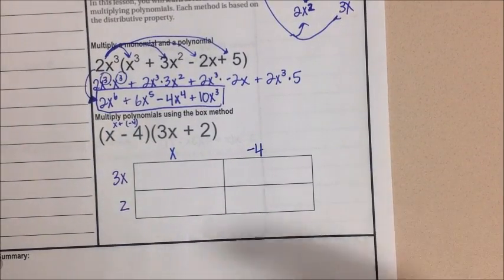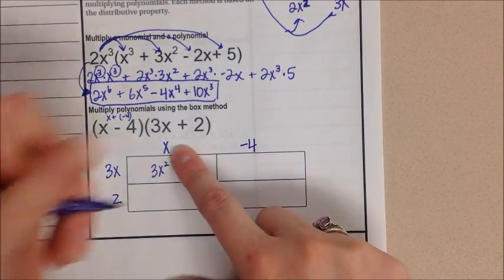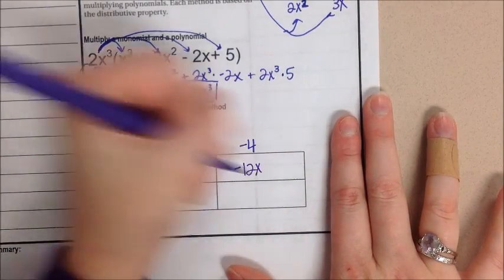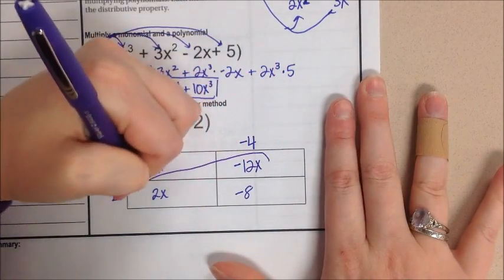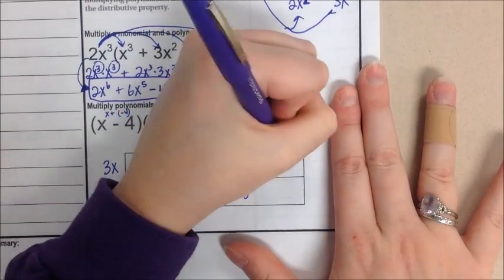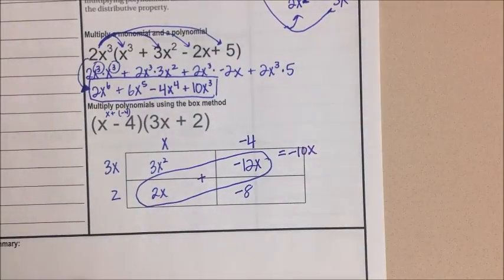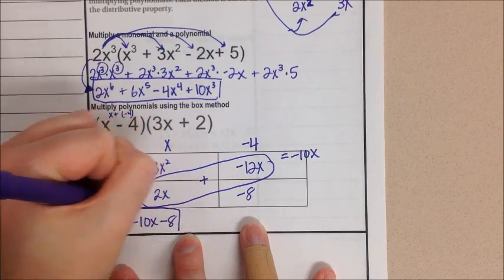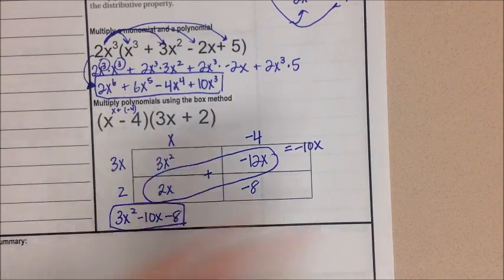Okay? So then you just multiply. So 3x times x is 3x squared. 2 times x is 2x. Negative 4 times 3x is negative 12x. And then 2 times negative 4 is negative 8. So now, you're always going to want to combine these two, okay? So that equals 2 plus negative 12 gives me negative 10x, okay? So then my solution would be 3x squared minus 10x minus 8, okay? So that's one way to multiply polynomials. And really, that's multiplying binomials. So that's one method, okay?